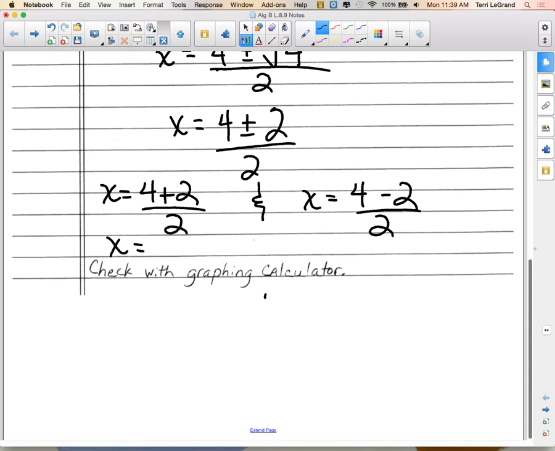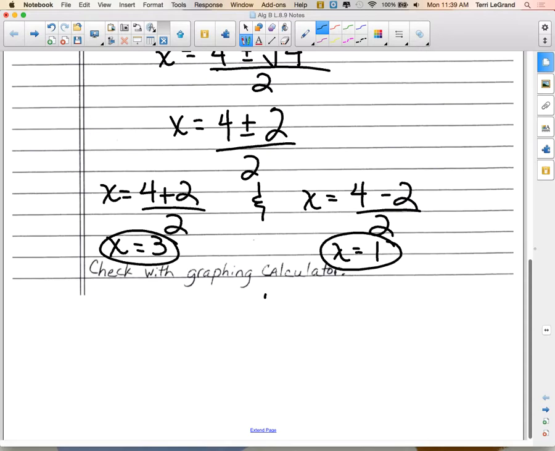4 plus 2 is? 6 divided by 2 is? 3. There's one solution. 4 minus 2 is? 2. 2 divided by 2 is? 1. X equals 1. They're not opposites of each other, are they?